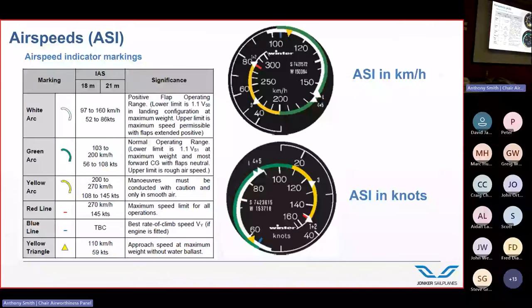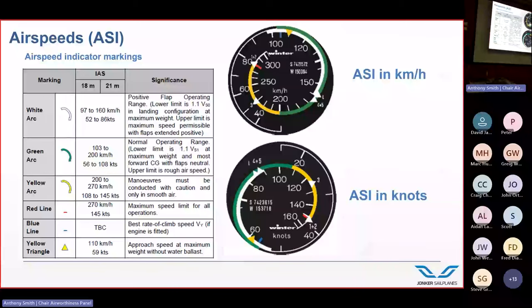Now, the white arc is the acceptable range for flaps. So the bottom of the arc is the stall speed, maximum all-up weight with full flap. So I think, how many of you guys knew that? That this is actually your stall speed with full flap. And not so many of our guys know that. The next question is, where's the end of the white arc?